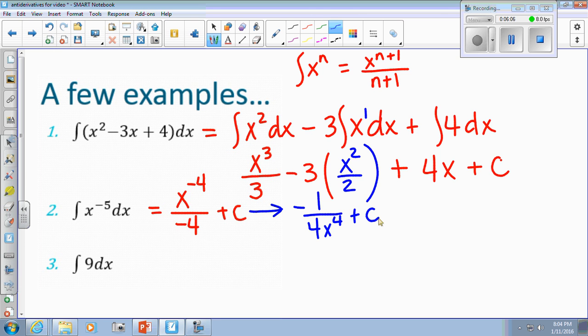Okay, on the last one, this is just a constant. Anytime you're integrating just a constant, you're going to put an x back with it, because the derivative of 9x is 9, so the integral of 9 is 9x. And don't forget plus c, because there could have been a constant with that when we took its derivative that dropped out of the problem.